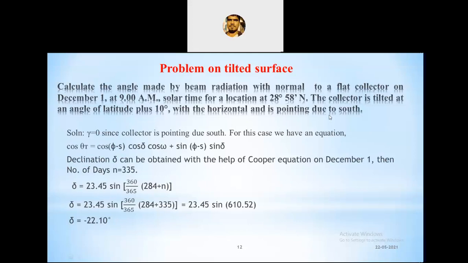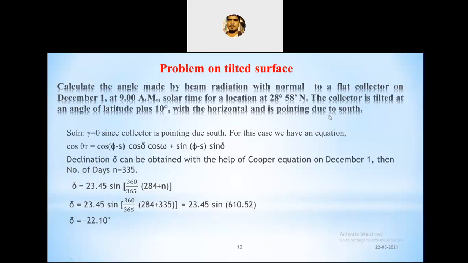Phi means what? In the definition I told you, it is a latitude, the latitude of a particular location. In this problem, the latitude of the particular location is 28 degree 58 minutes south. S is the slope, which is given as 10 degree, and delta we have to find out.